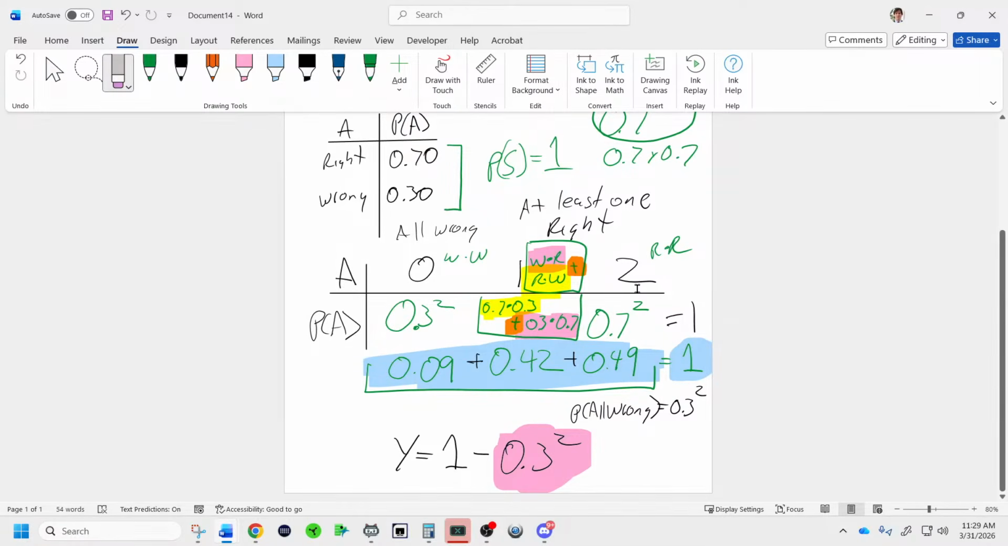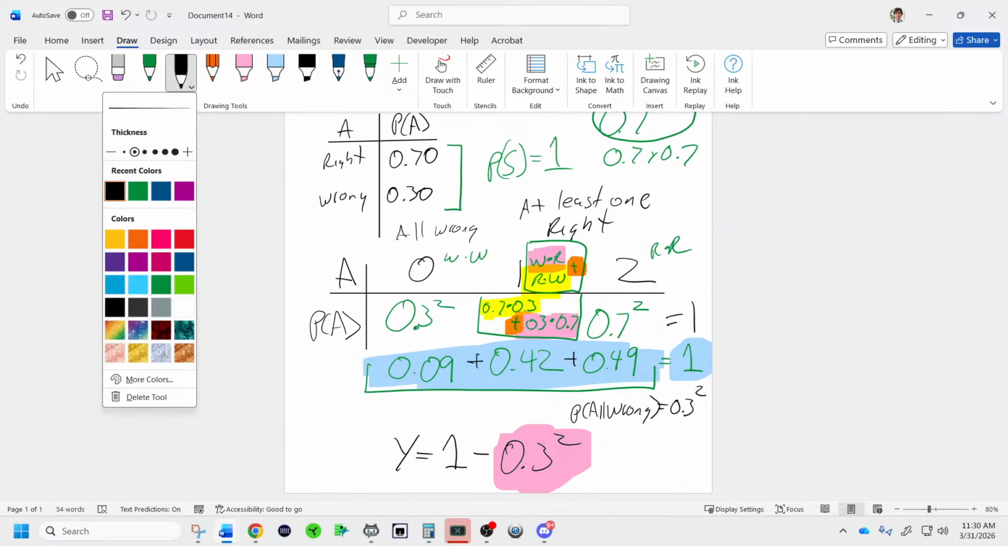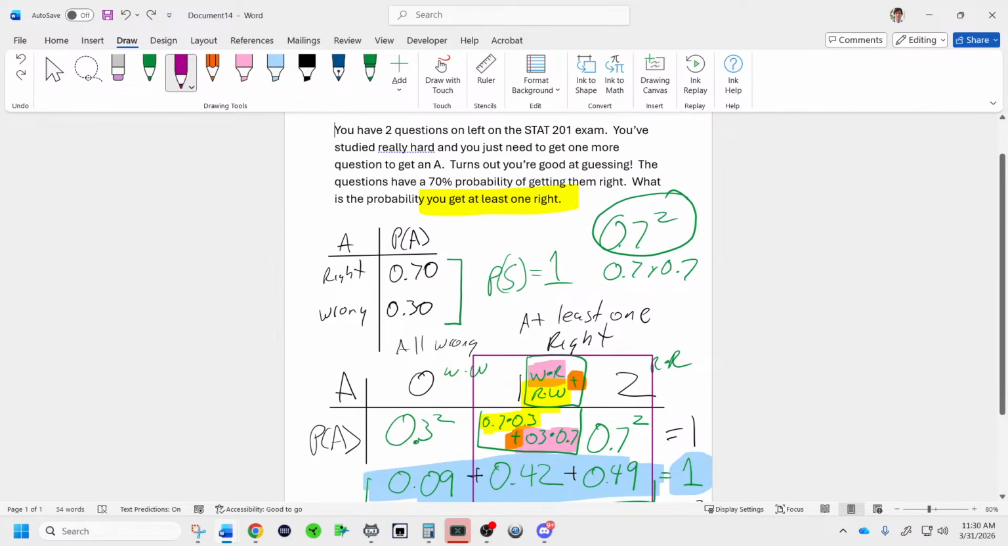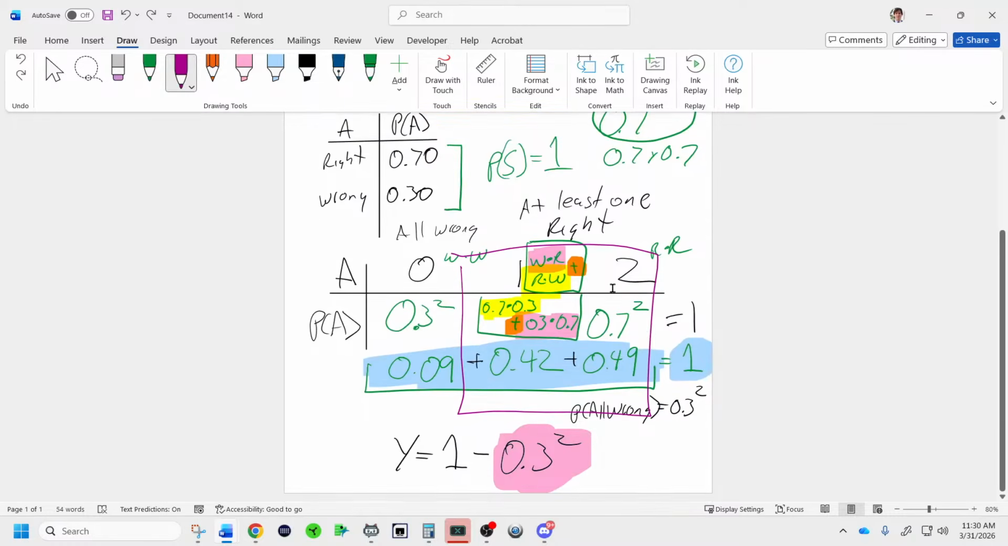Using what's written for you now, look at what I have circled. How could you figure out the probability of at least one? No worries. The space in the middle, this right here, means you get one right exactly. That means you get one question correct. You could get wrong right or right wrong.